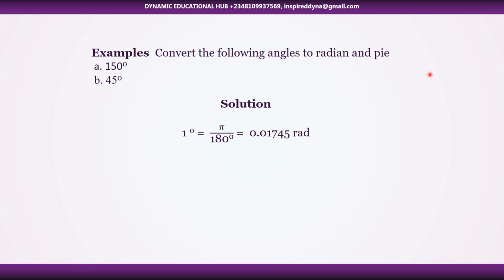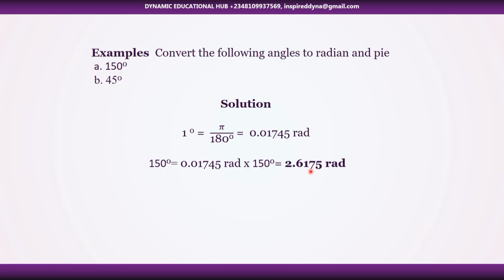We know that 1 degree is pi over 180 in radian, which is still the same thing as 0.01745 rad. What angle do we want to convert? 150. So it simply means that 150 degrees will be what? 0.01745 rad multiplied by 150 degrees, and that will give us 2.6175 rad.